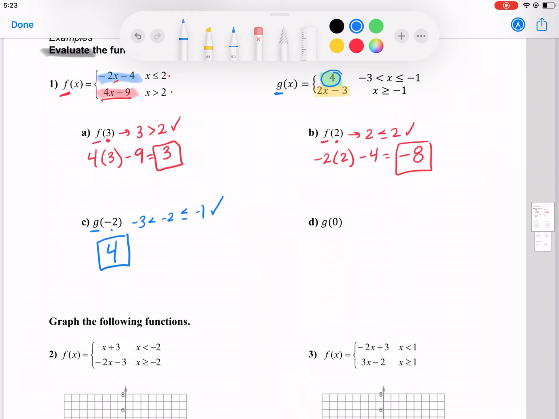Let's go to g of 0. Once again, let's see, is negative 3 less than 0? Yes. But is 0 less than negative 1? No. So let's go to the next one. Is 0 greater than or equal to negative 1? Yeah. So that works, meaning we're going to use the 2x minus 3. So I'll do 2 times 0 minus 3, because we're replacing that x with a 0. And that's just 0 minus 3, or negative 3.